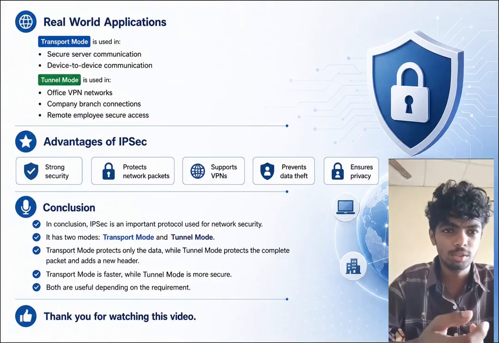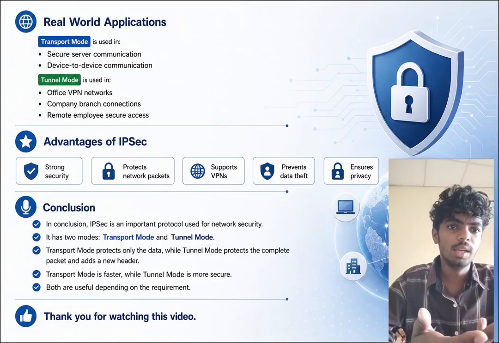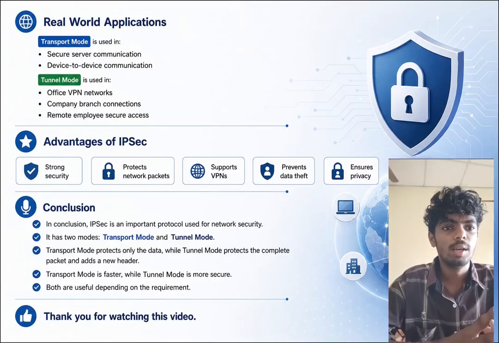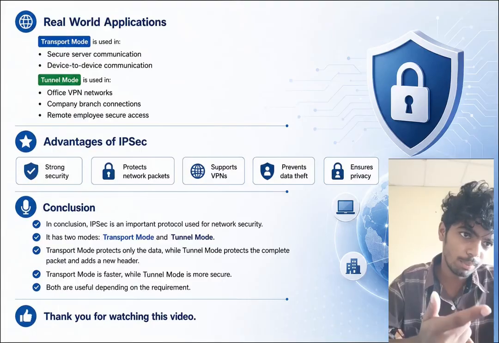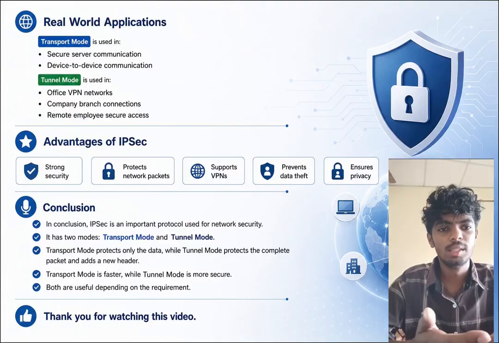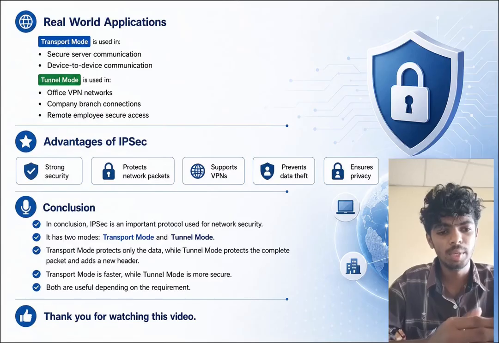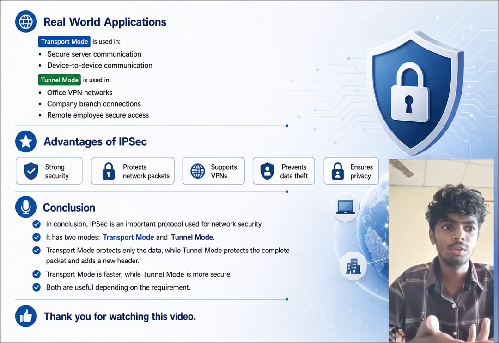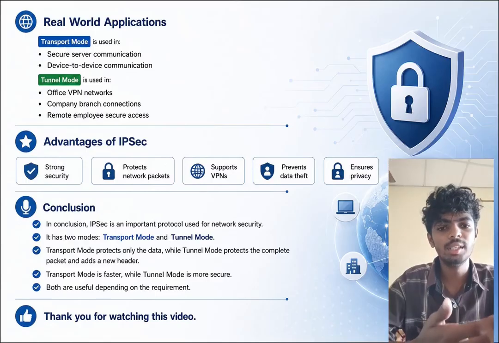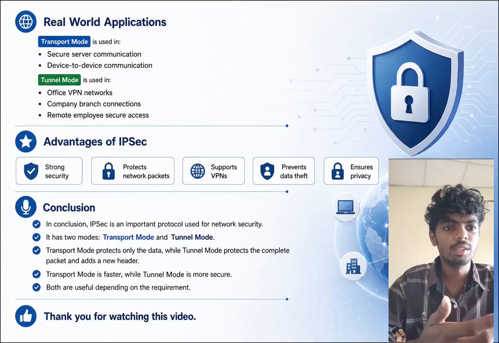If we talk about some disadvantages of IPsec, configuration can be complex, especially in large networks. That's a disadvantage. Encryption and decryption may reduce network speed and performance. Since it is encrypting and decrypting the whole address as well as the data in it, it will reduce the speed as well as performance. It requires proper key management and is difficult to maintain securely. It's high maintenance, and some firewalls and network devices may have compatibility issues with it.